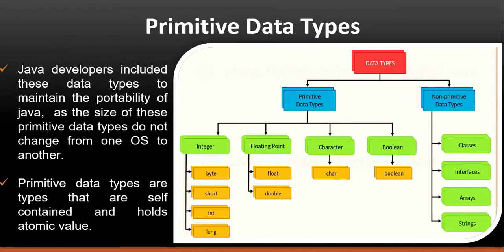Java developers included primitive data types for maintaining portability. If you are changing from one operating system to another operating system, then you don't have to modify your code. This is going to remain common on all of the operating systems. So it maintains portability. Also, primitive data types are types that are self-contained and hold atomic value. That means they are going to hold a single value. Using non-primitive data types, you can hold collections of values.